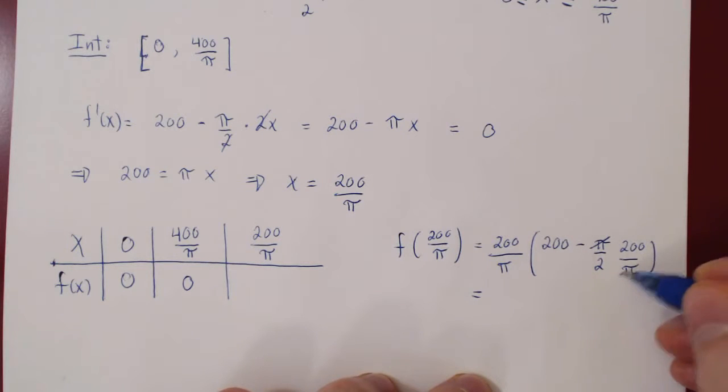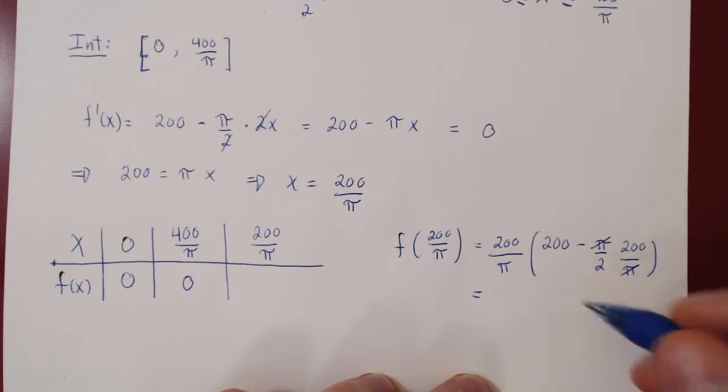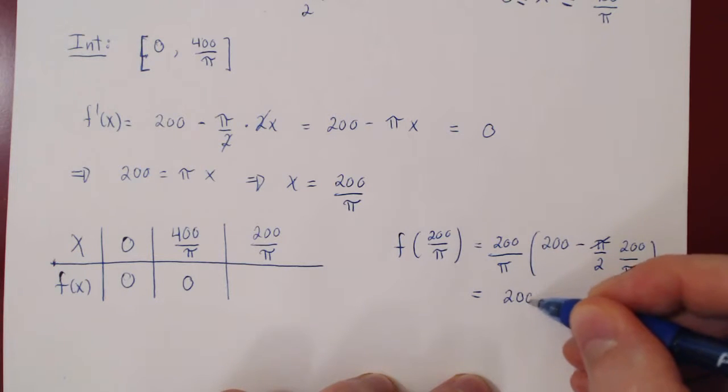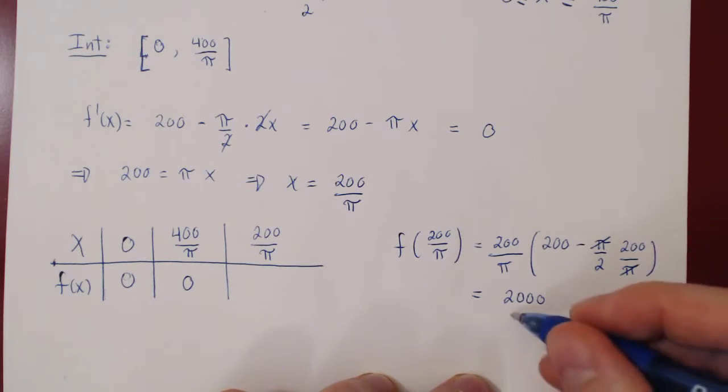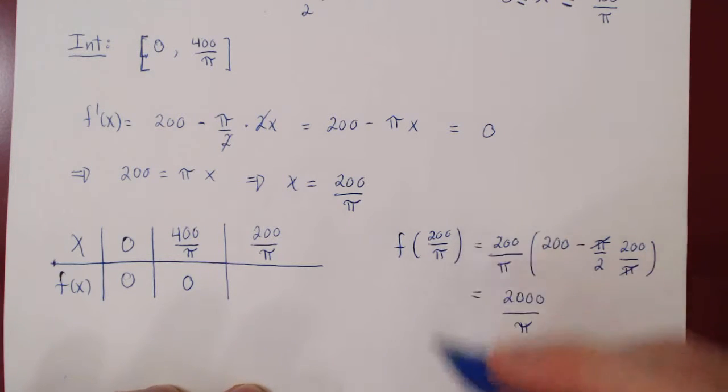The pi over pi cancels. 200 over 2 is 100. 200 minus 100 is 100. Times 200 gives you 20,000 over pi. And that is the exact value at x equals 200 over pi. The answer is 20,000 over pi.